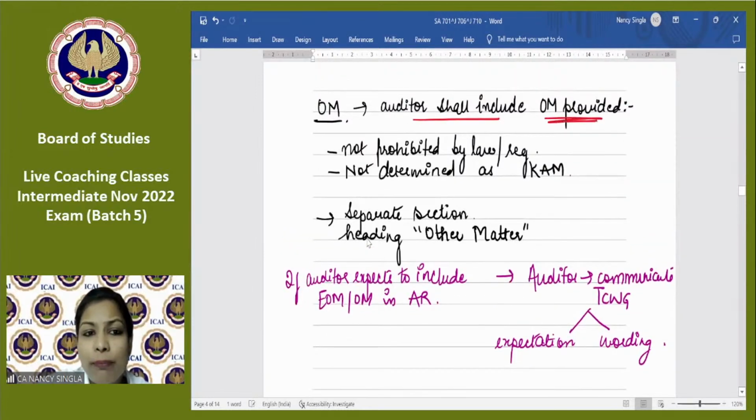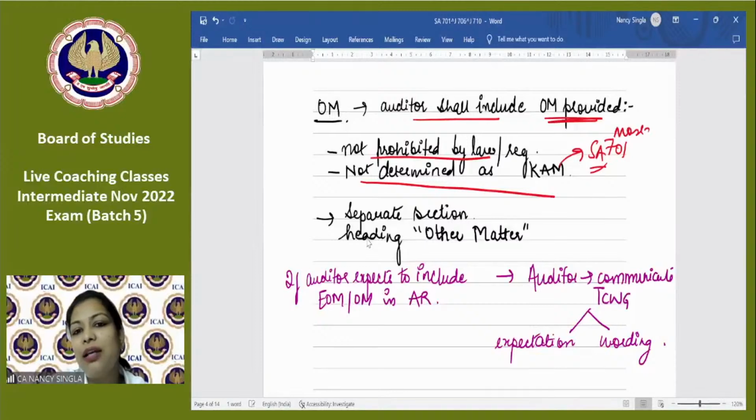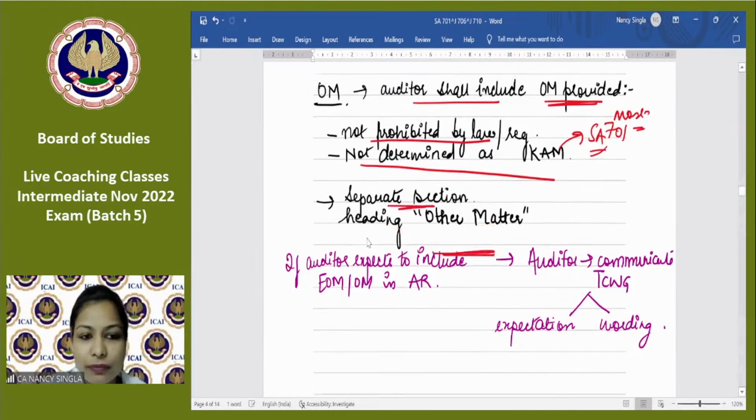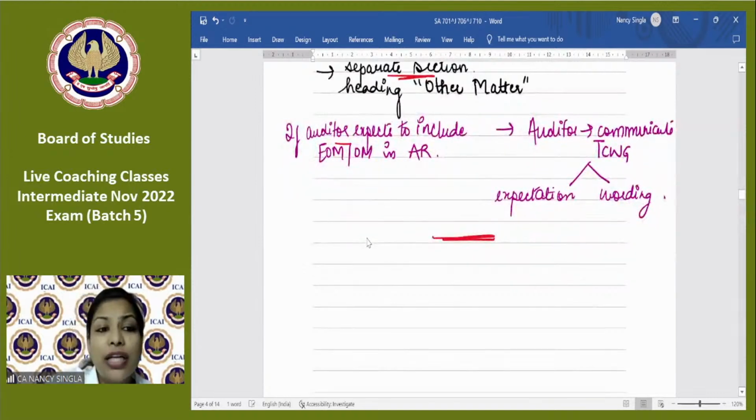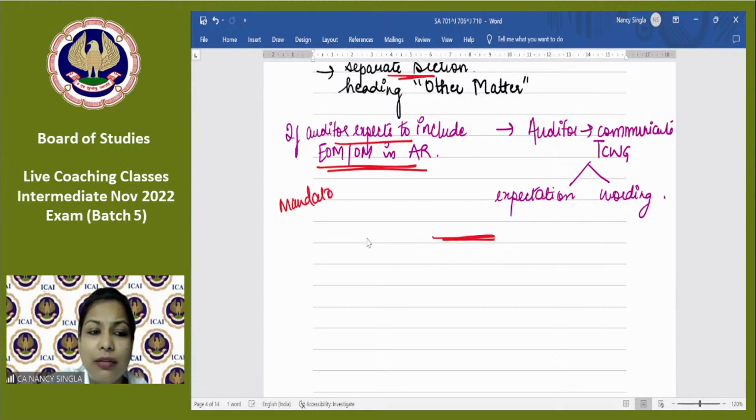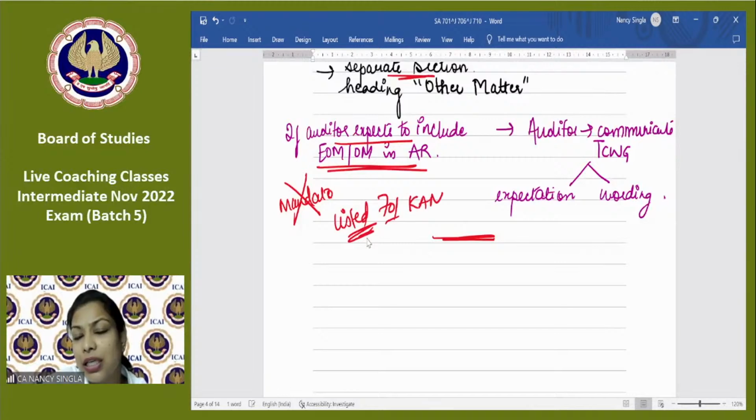Auditor shall include OM provided it is not prohibited by law and it is not determined as key audit matter, because key audit matter है तो SA 701 में ले जाओ, most significant है ना, तो वहां पर ले जाओ. Separate section आएगा other matter. Simple. Then if the auditor expects to include EOM and OM in audit report, देखो यहाँ पर कहीं नहीं लिखा it is mandatory, it is not mentioned. वहां पर तो था ना listed entities में it is mandatory KAM mention करने के लिए.